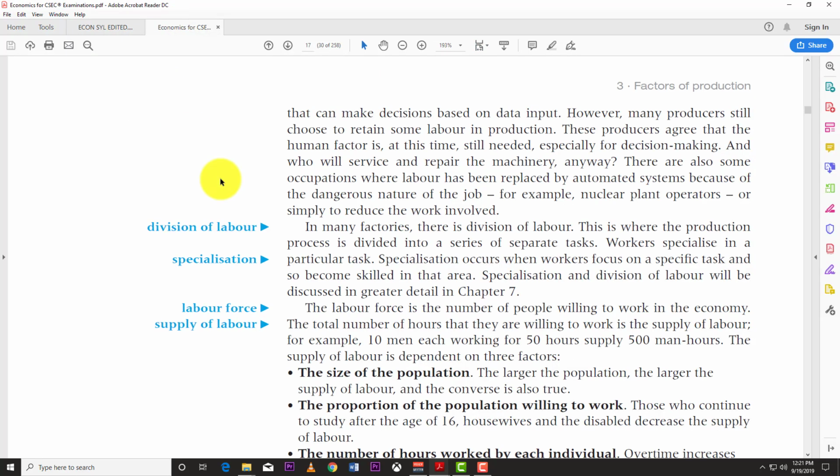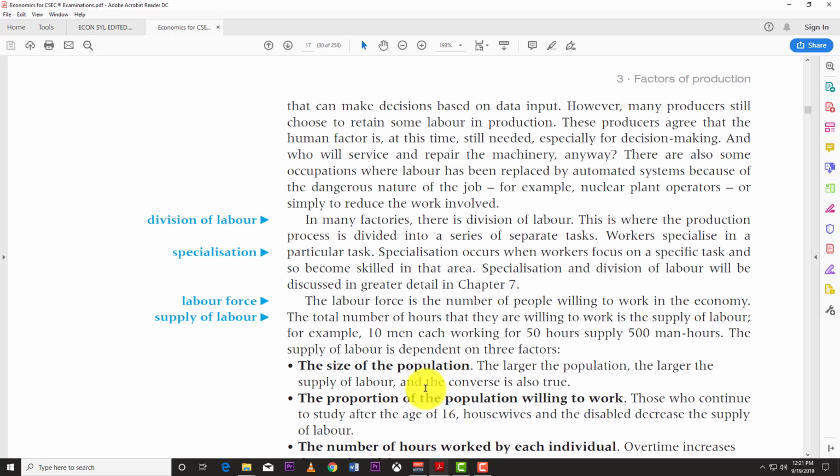The supply of labor, what affects the supply of labor? Like I said before, the labor force are those people who are willing and able to work in an economy. You're of age, whatever the legal age is, and you are able and willing to work, you become a part of the labor force or the labor supply. The supply of labor can be affected by certain things.